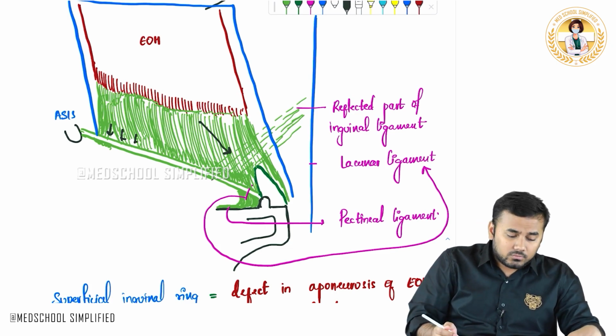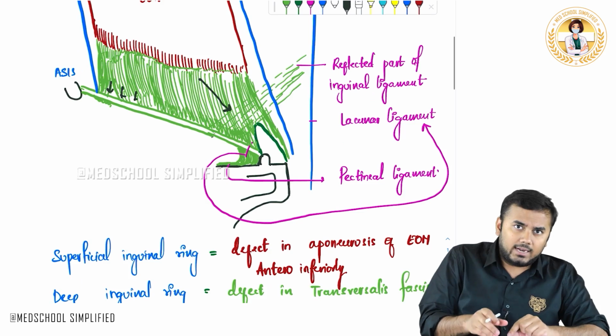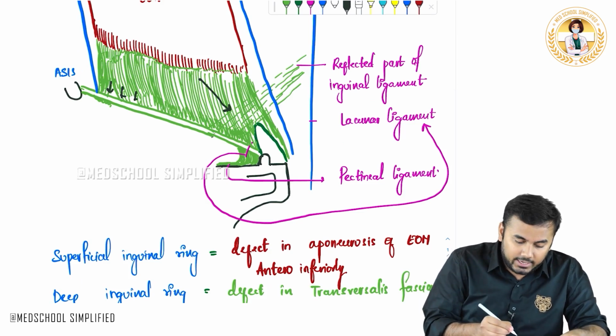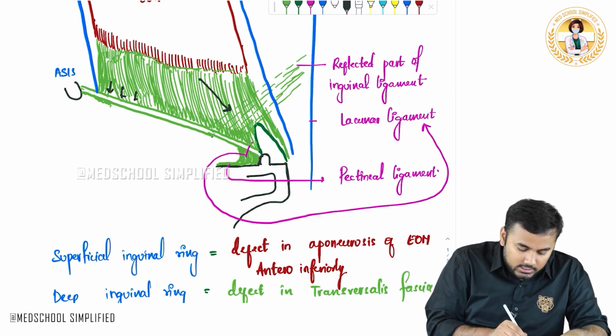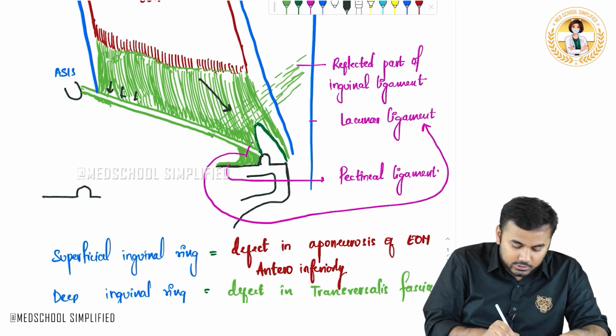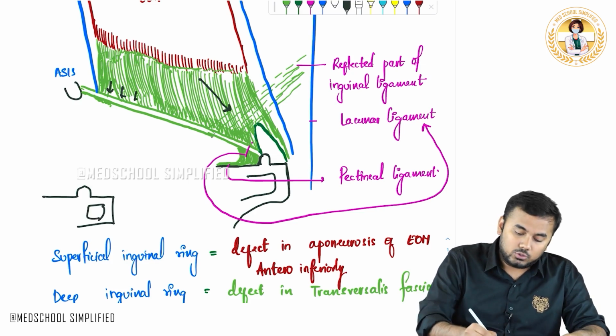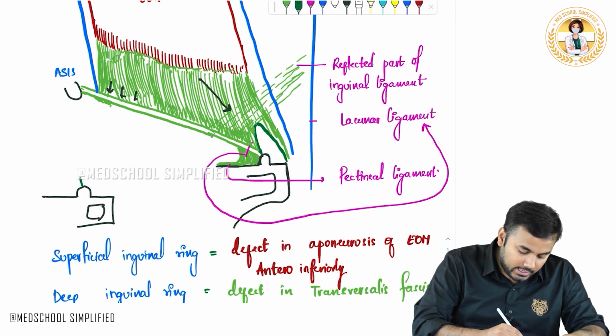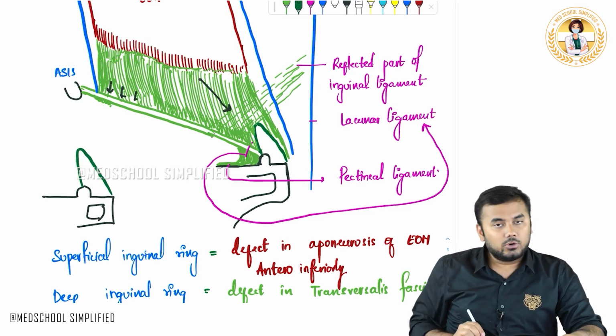Okay. Now, if I ask you to put that ring aside, this is how the ring is looking. See, this is the pectineal line. This is the pubic tubercle, right? And this is the pubic crest, and this is your pubic bone over here, right? So where is that located? Exactly, it is located like this. The ring is located like this.